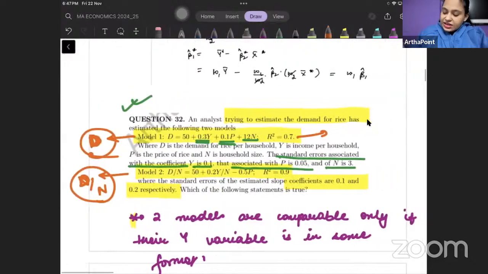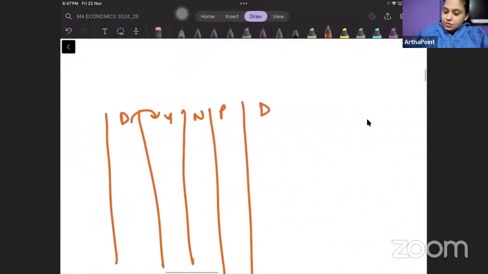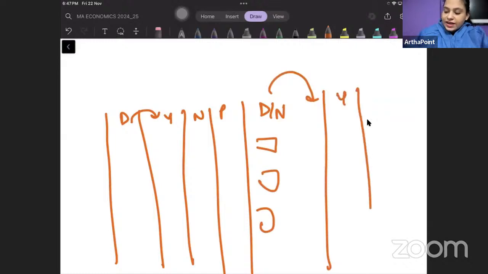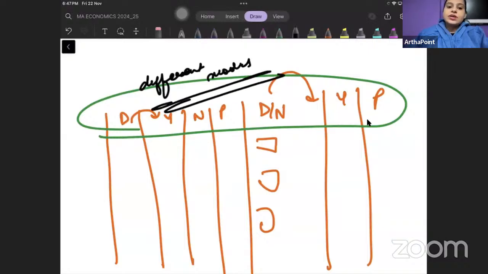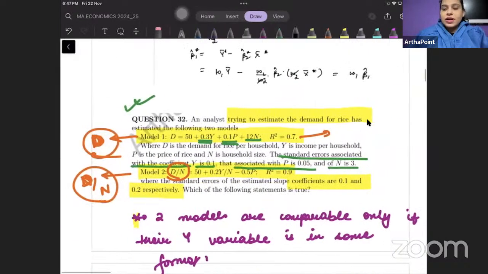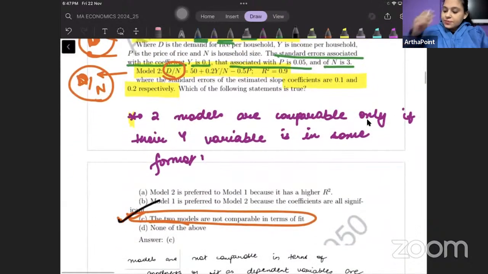Whereas in the second case, I would have created a variable D divided by N. I would have got some values, and I have regressed this on Y and P. So the two models that I have in hand are different models. If these models are different, how can I compare their goodness of fit? That cannot be compared. So the correct answer to this question will be C, that the models are not comparable in terms of their fit.